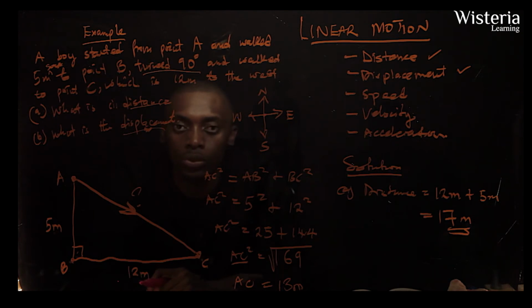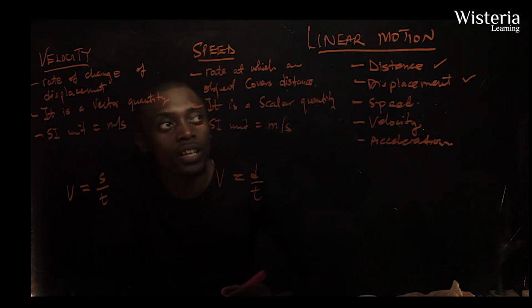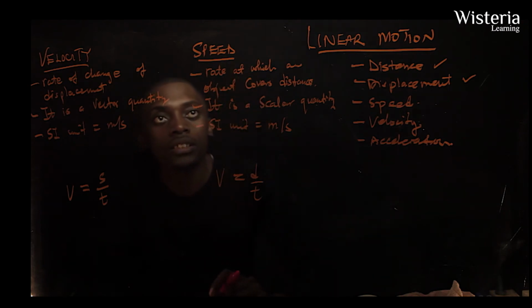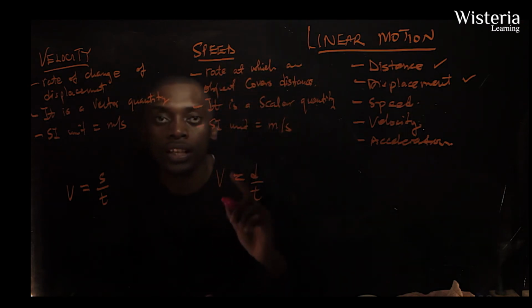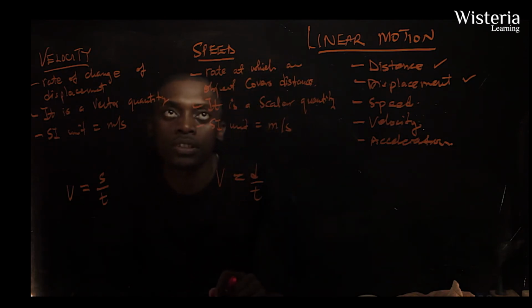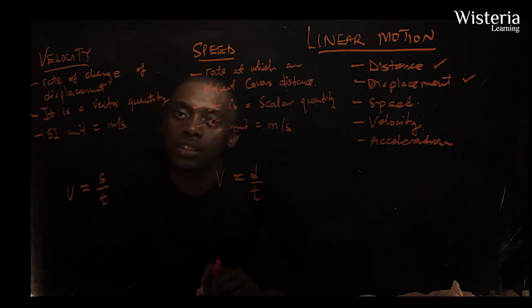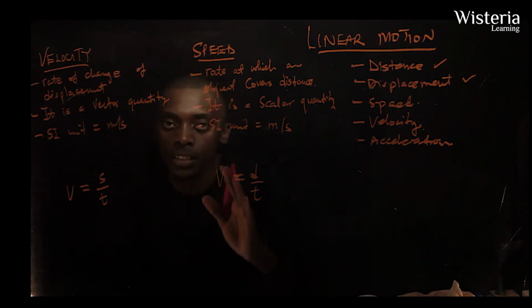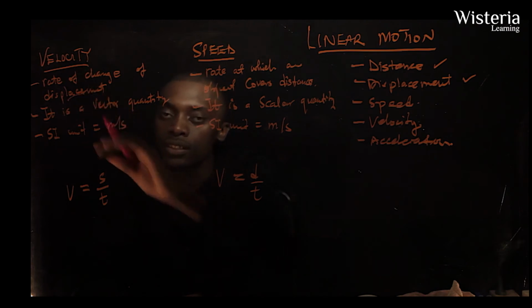So now we can look to the other two terms, which is speed and velocity, and differentiate them from each other. Now we have looked at distance and displacement in detail. So for speed, this is the rate at which an object covers distance. So the rate at which an object covers distance is referred to as speed. What about for velocity? This is the rate of change of displacement. This is the rate at which an object covers displacement.